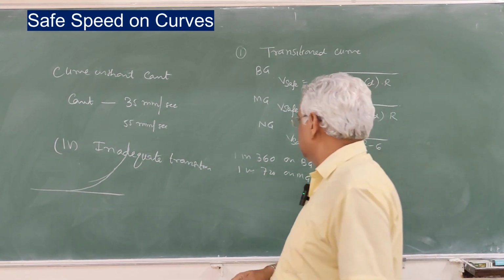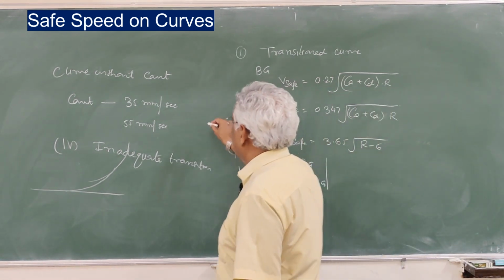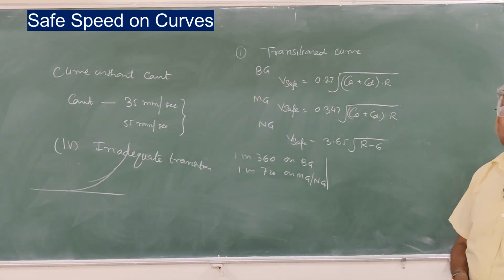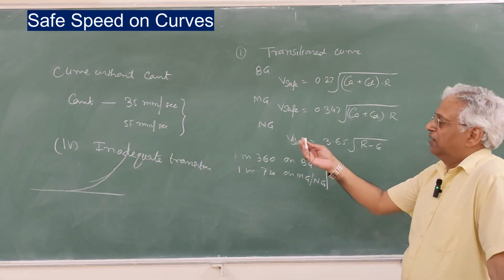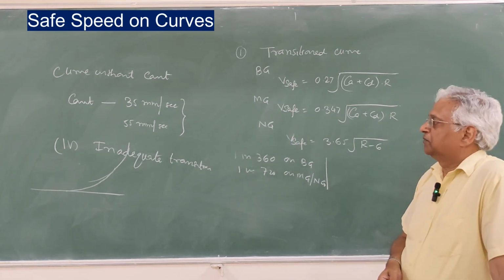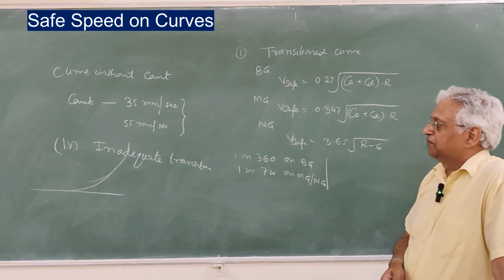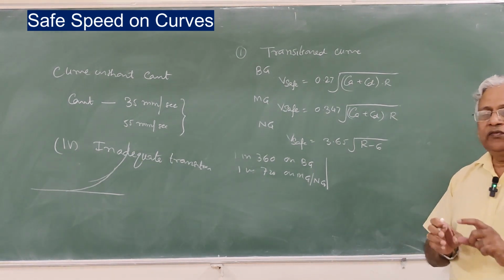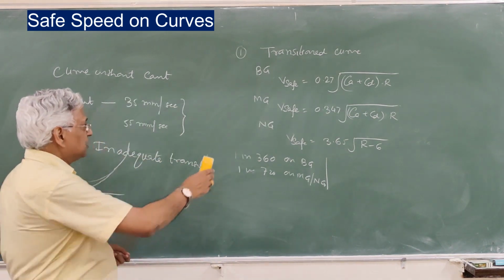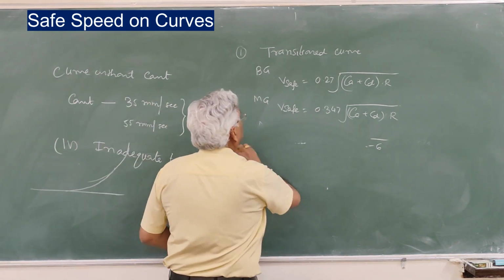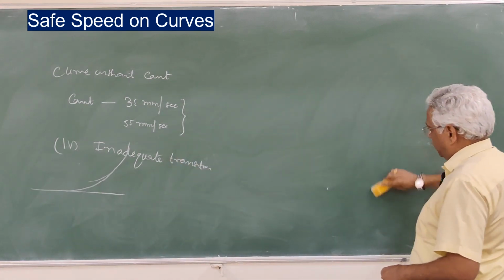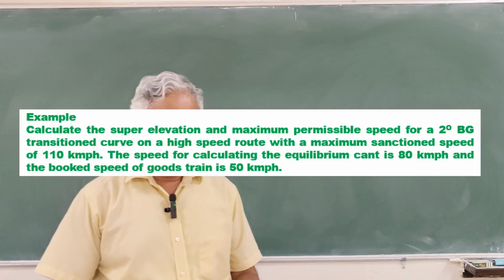For that reason, these values are again used: the rate of change of cant deficiency is 35 millimeter per second on broad gauge line and 55 millimeter per second on meter gauge and narrow gauge line. So that is how these 4 cases are dealt with in the field. Let me explain, with the help of one example, how we determine the maximum permissible speed on a track.